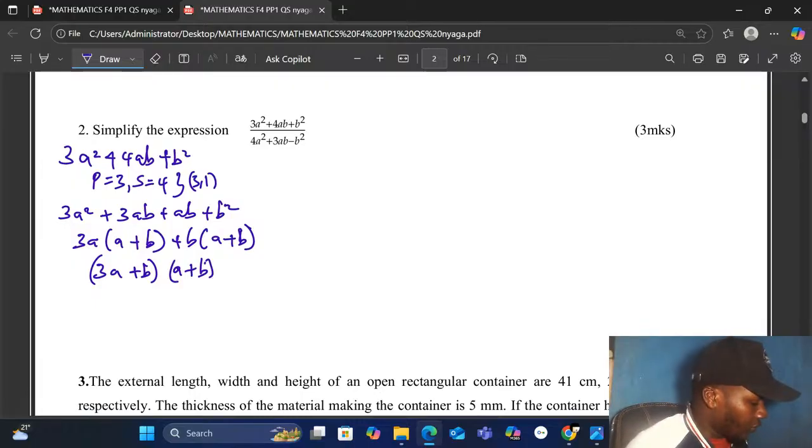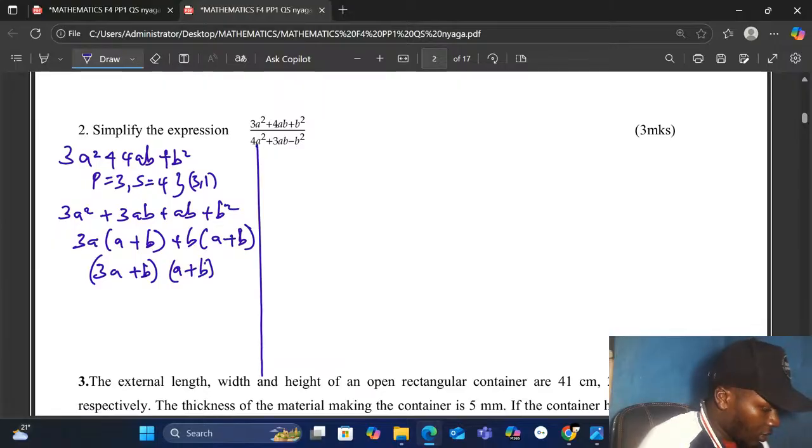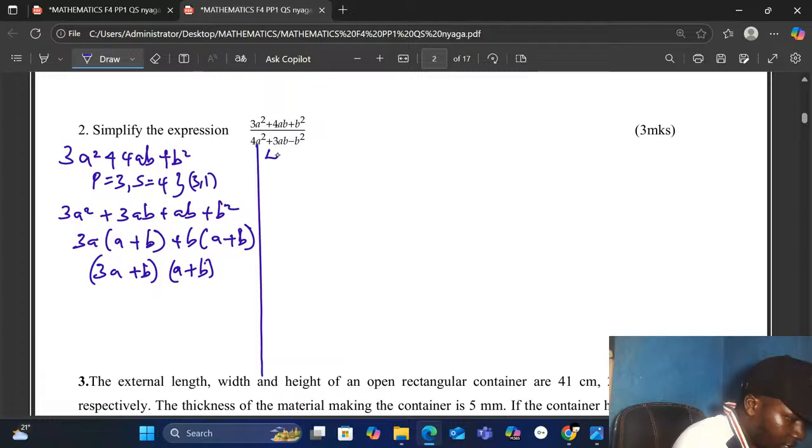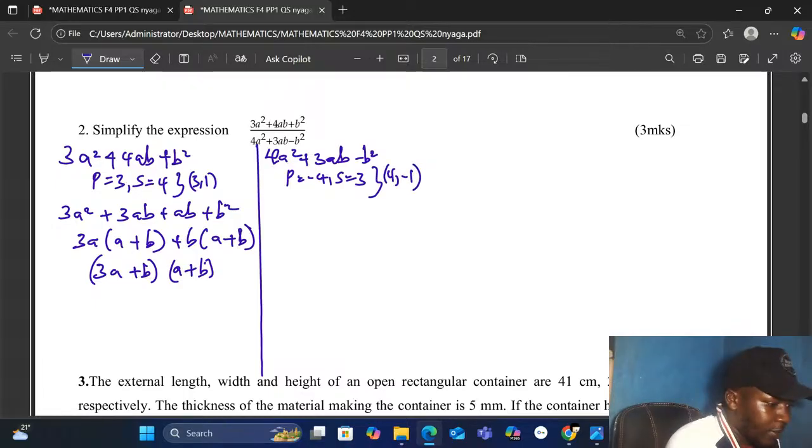Then we solve the denominator. With the denominator, we have 4a squared plus 3ab minus b squared. So the product is -4 and the sum is 3. So the numbers will be 4 and -1. So those will be the numbers.